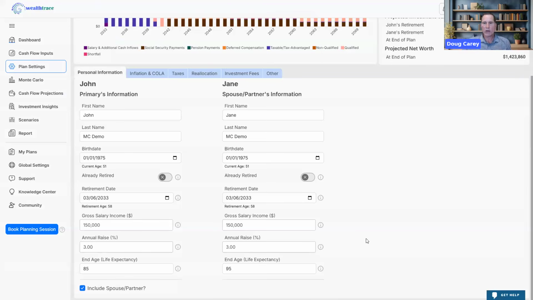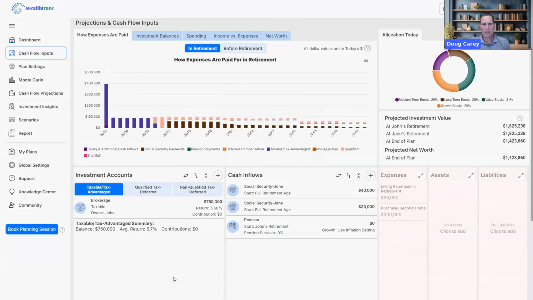So here we have a demo plan I just put together. We have a couple. They're 51 years old. They will retire when they're 58. They both work and are making $150,000 each. This is in the plan settings, personal information section, by the way. I set up some simple investments for them. This is cash flow inputs, investment accounts.